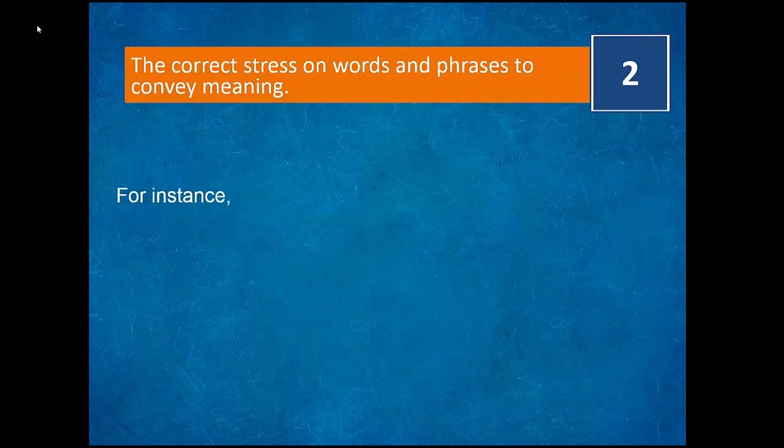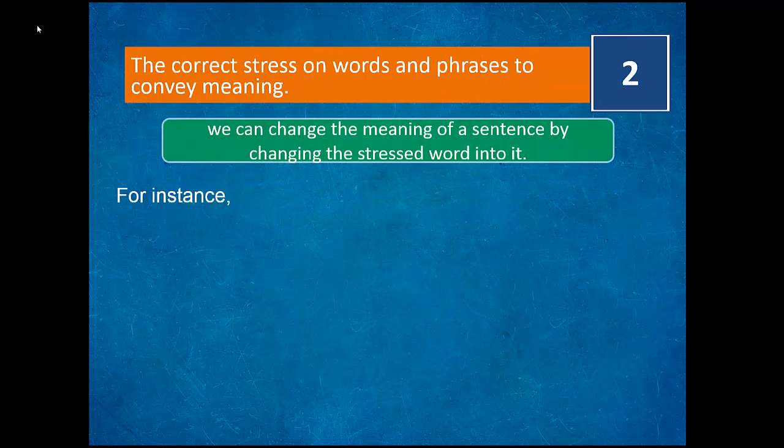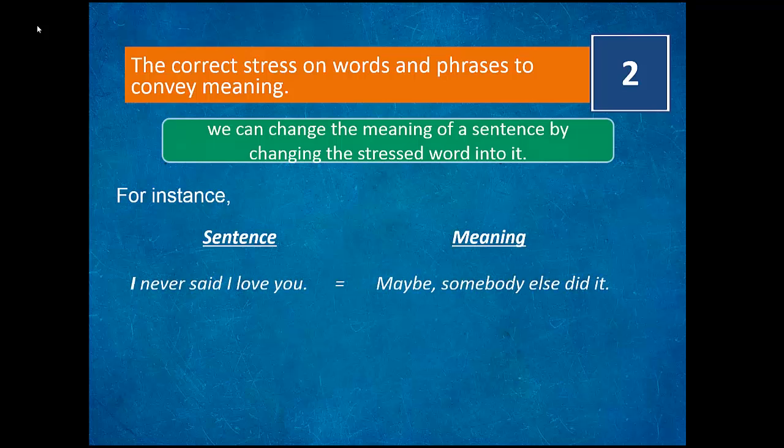Second, we have the correct stress on words and phrases to convey meaning. As you know, we can change the meaning of a sentence by changing the stressed word. For example, try to say this sentence many times by stressing a different word each time, and you will see how the meaning changes every time.